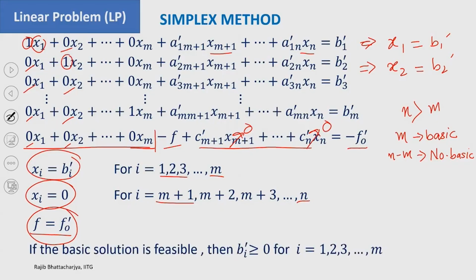So, if the basic solution is feasible, then whatever you are getting, this bi dash must be greater than or equal to 0 for i equal to 1 to m.